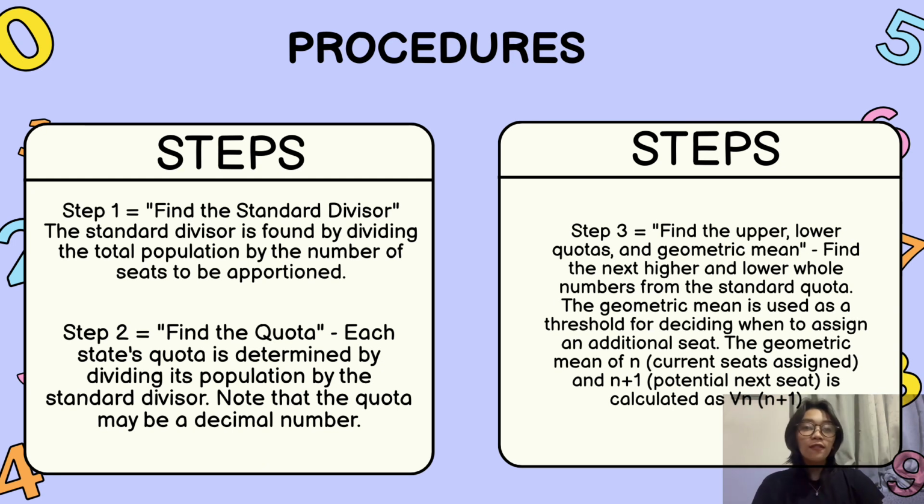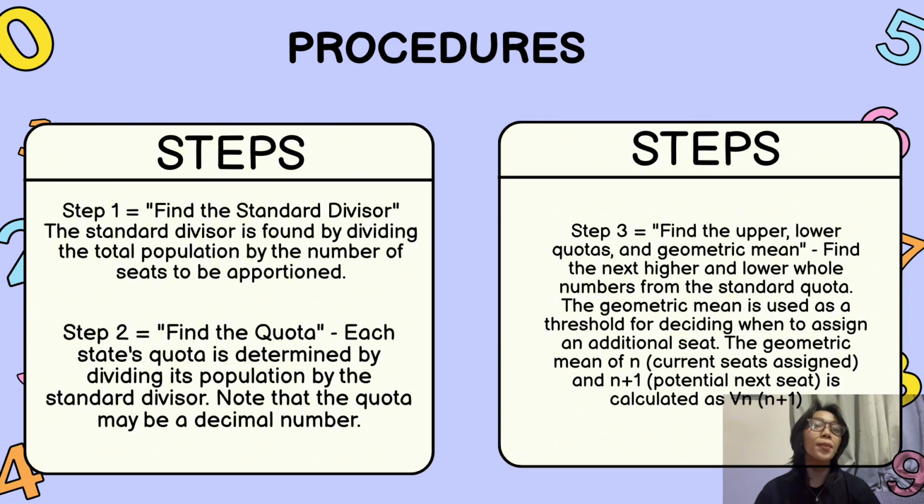Step 3. Find the upper, lower quotas and the geometric mean. So, find the next higher and lower whole numbers from the standard quota. The geometric mean is used as a threshold for deciding when to assign an additional seat. So, upper and lower quotas. These are the whole numbers immediately above and below the quota you calculated in step 2. For example, if a state's quota is 4.3, the lower quota is 4 and the upper quota is 5.